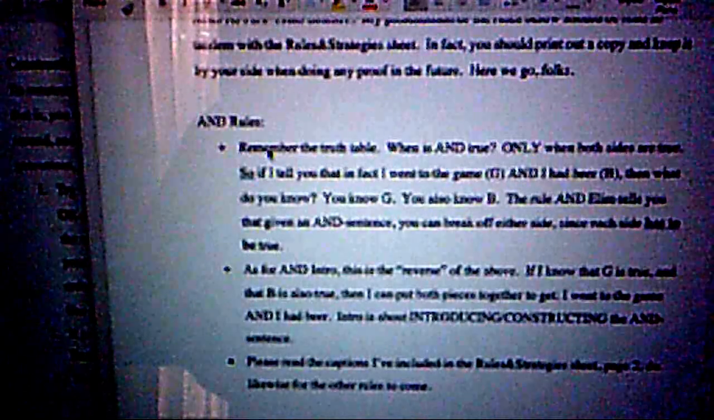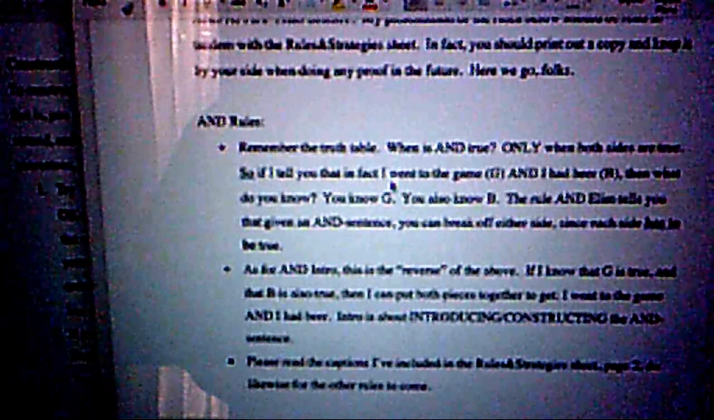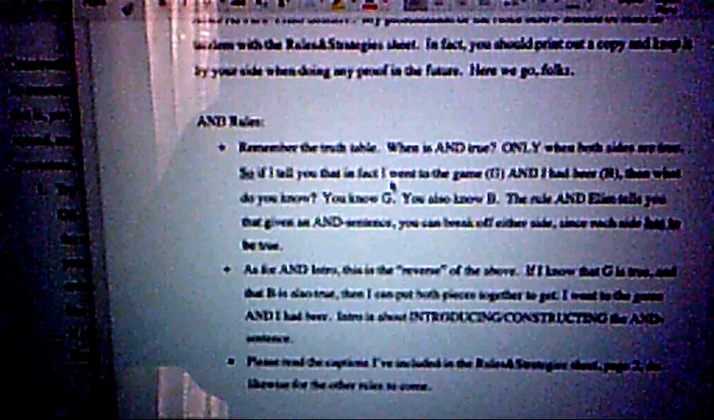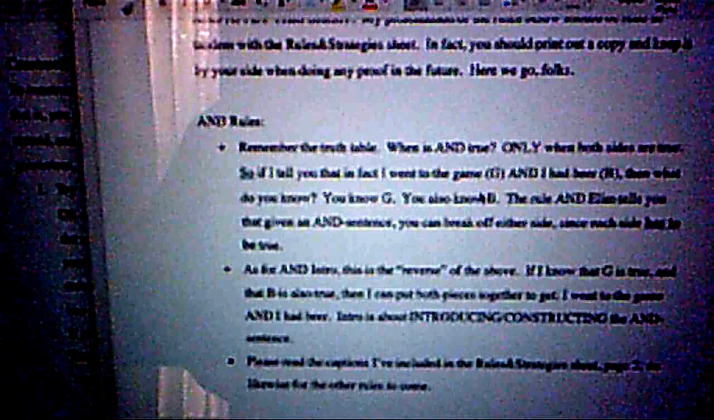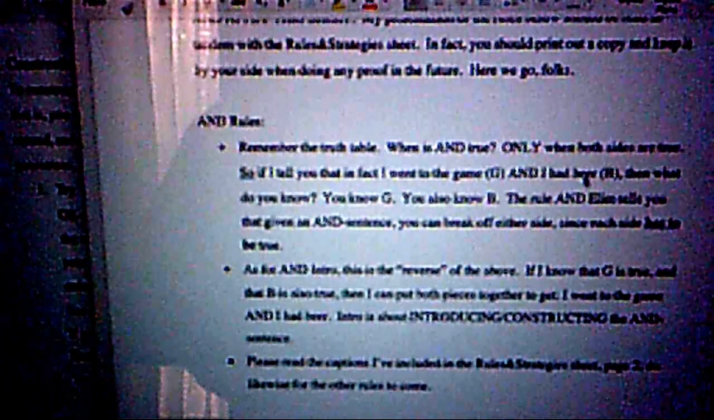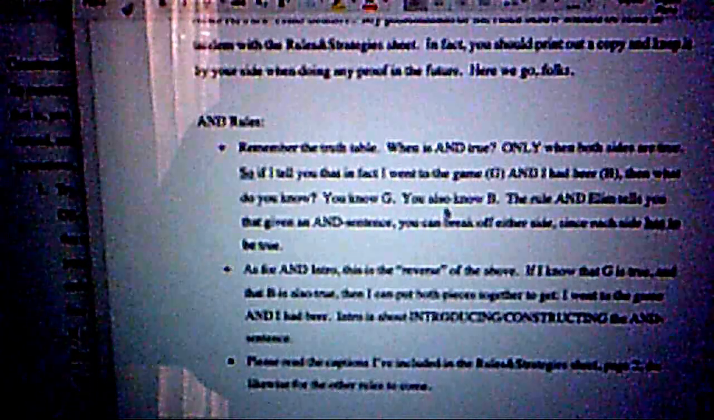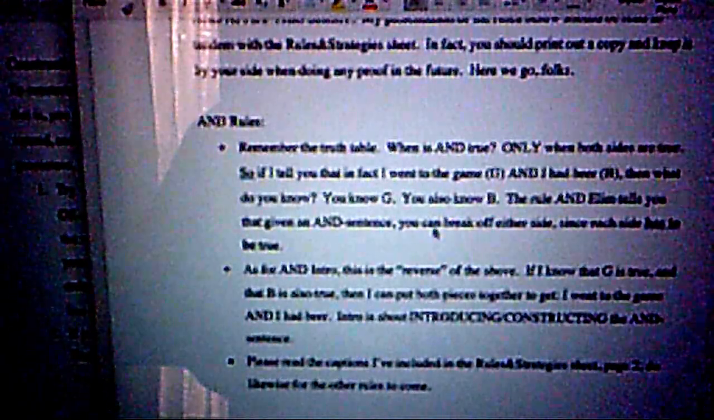Okay, so for the AND rules, it builds off the truth table. If you think about it, AND is only true with both sides true. So if you're given an AND statement, whatever it is, say, A and B, right? Or right here, the example I gave, I went to the game G and I had a beer B. So AND elim basically tells you if you're given the statement G and B, and is true only when both sides are true, you can break off either side of the and. You can break off the G, I went to the game. You can break off the B, I had beer. The point is, since you know and is true only when both sides are true, each of the sides must be true. Okay?